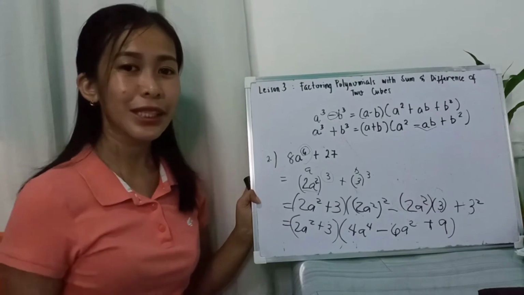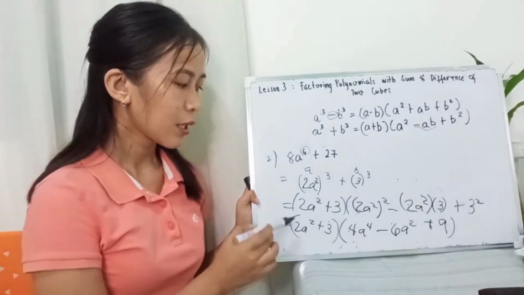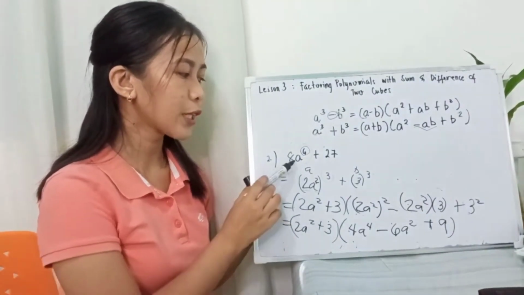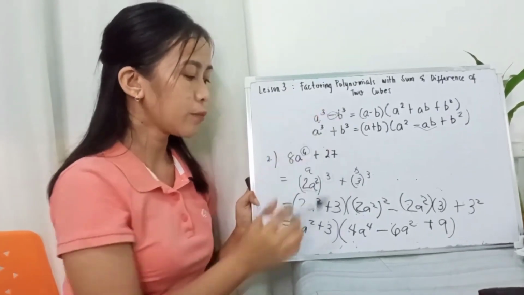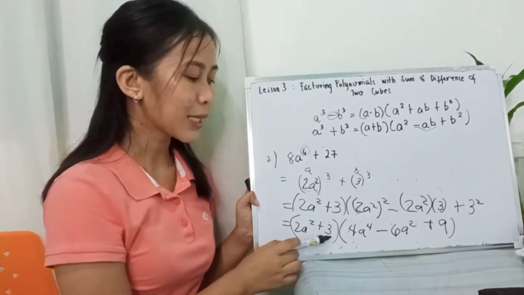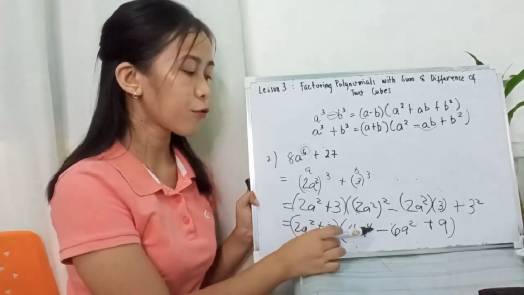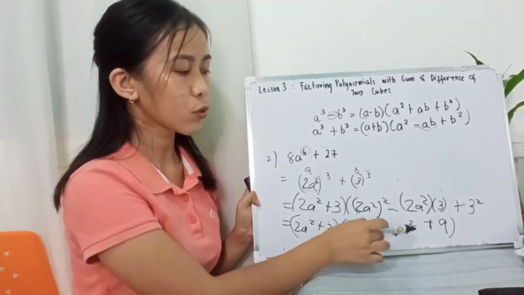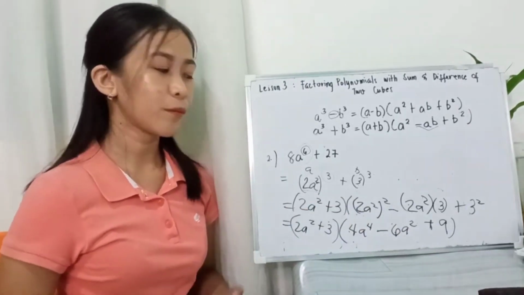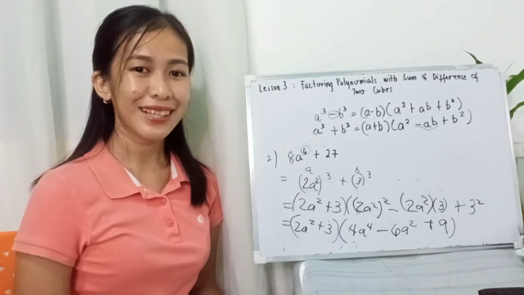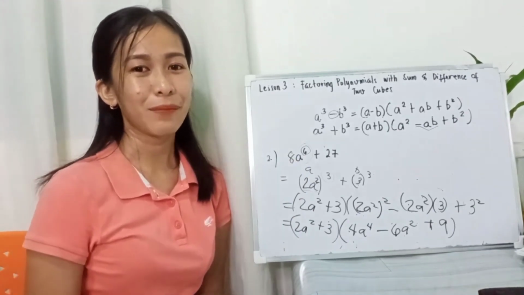Therefore, nakuha na natin yung tamang sagot which is the factored form of this polynomial in sum of 2 cubes is 2a squared plus 3 times 4a raised to 4 minus 6a raised to 2 plus 9. That is already the factored form of this polynomial. Okay? Ganun lang siya kasimple.